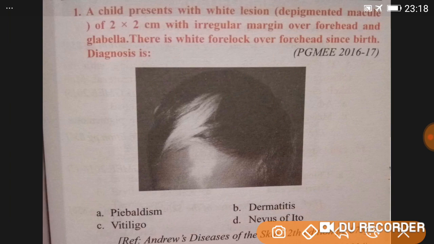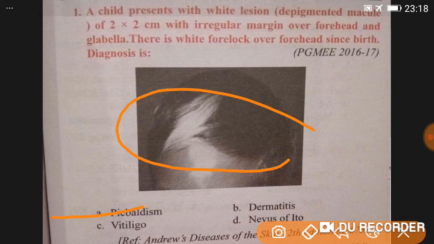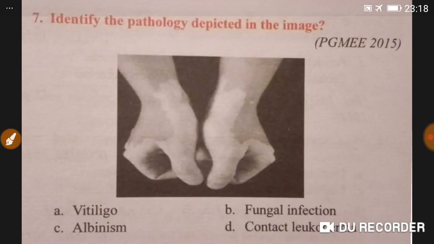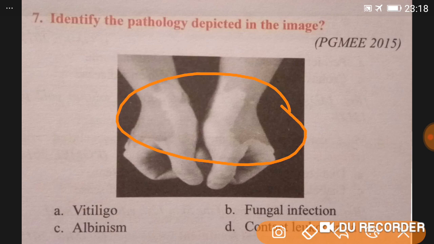A child presents with white lesion, depigmented macule of 2 into 2 centimeters with irregular margin over forehead and glabella. There is white forelock over forehead since birth. Diagnosis is. See guys carefully and think about it. What was the diagnosis here? It's piebaldism. Piebaldism. Okay. Now, identify the pathology depicted in the image. See, what is it? This is contact leukoderma. Contact leukoderma.